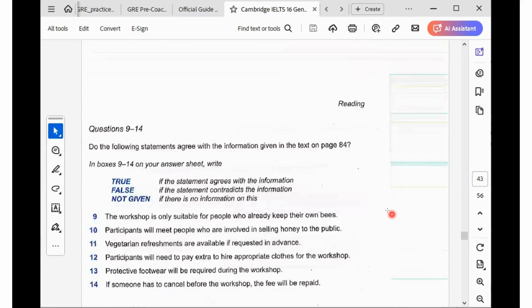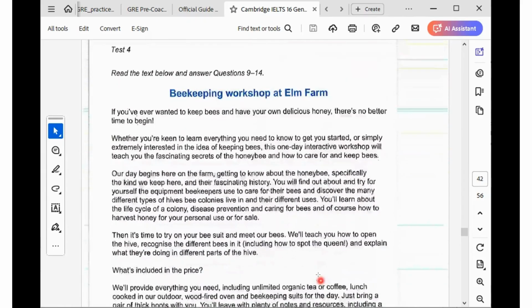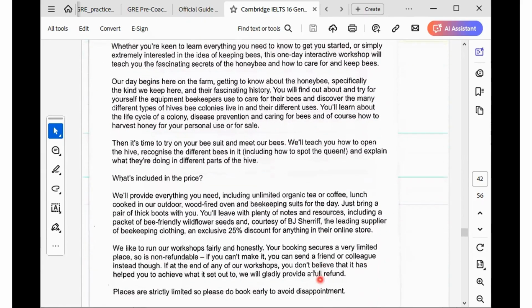Non-refundable. Look at it. If someone has to cancel before the workshop, the fee will be repaid? No, the fee will not be repaid. They said it is non-refundable. So if you cancel, look at it. It's non-refundable. If you cannot make it, send a friend or a colleague instead.